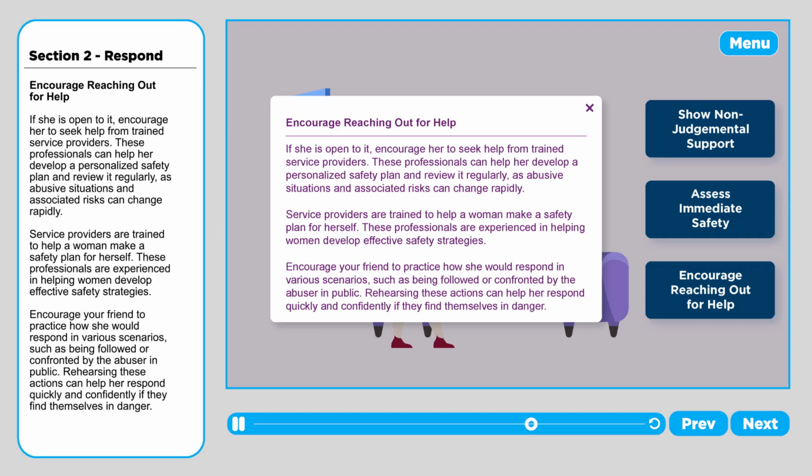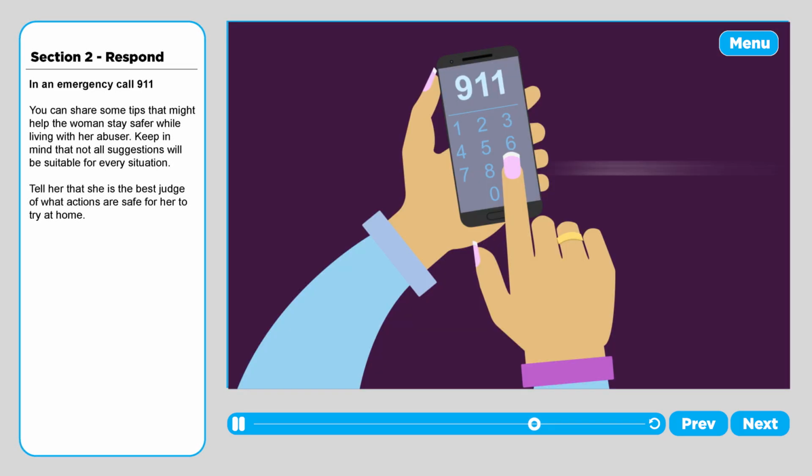Encourage your friend to practice how she would respond in various scenarios, such as being followed or confronted by the abuser in public. Rehearsing these actions can help her respond quickly and confidently if they find themselves in danger. In an emergency, call 911.